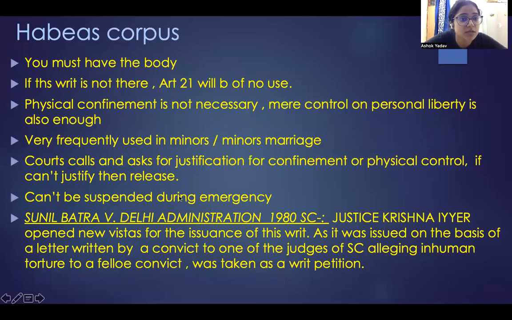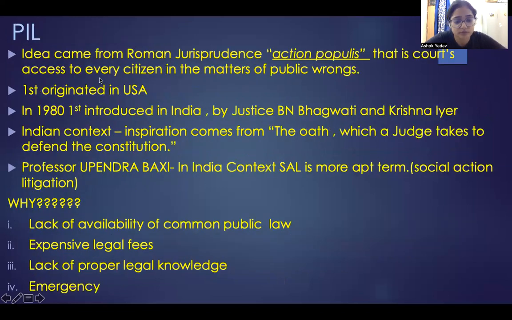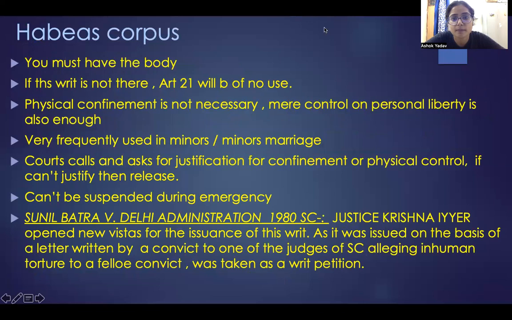Now the last writ is habeas corpus, which means you must have the body. If this writ is not there, then Article 20 will be of no use. This writ gets its existence from Article 21, which talks about right to life and personal liberty. Under this writ, physical confinement is not necessary.